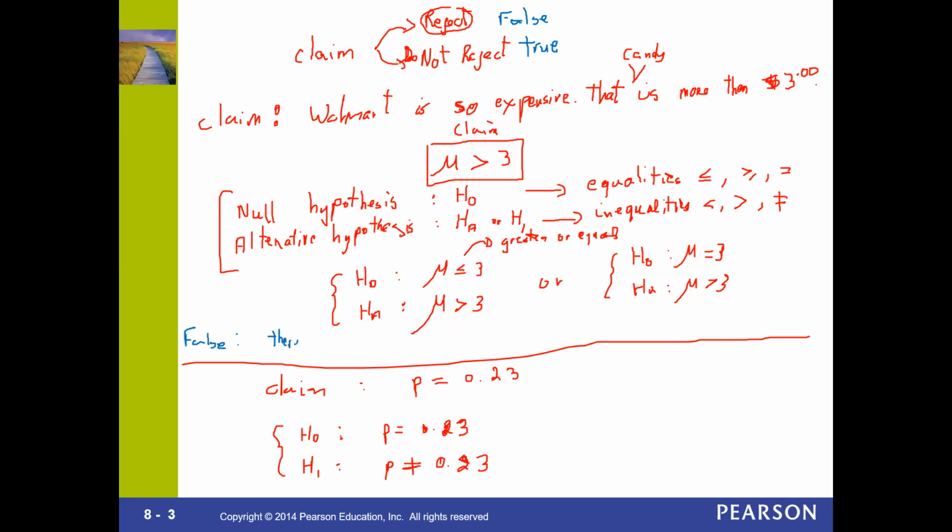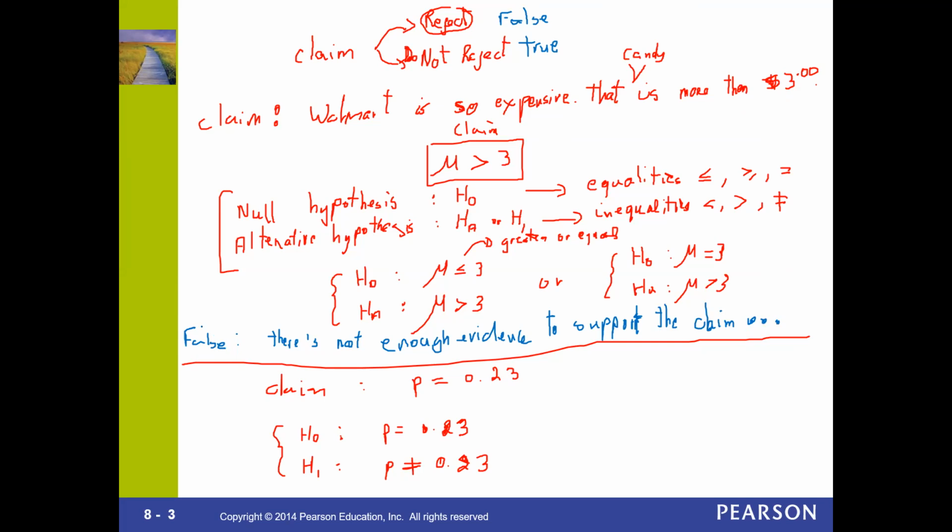there's not enough evidence to support the claim that Walmart is expensive, or that the price of this candy is more than $3. If it's true, you say there's enough evidence to support the claim.